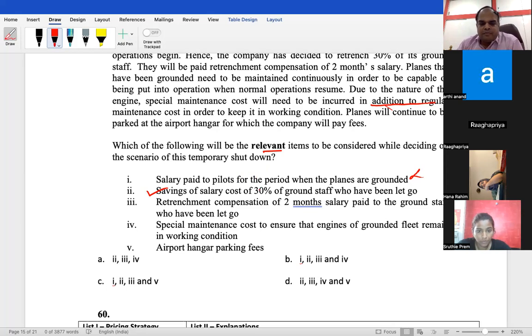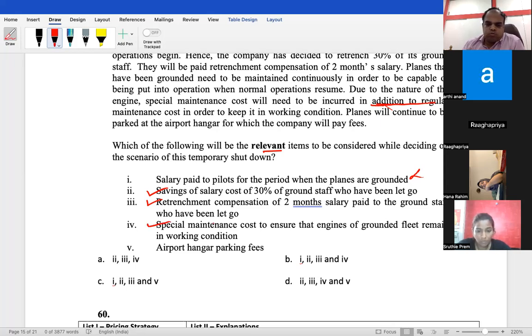Next. Retrenchment compensation of 2 months' salary paid to the ground staff who have been let go. So one is saving, another is cost because of temporary shutdown. Therefore, it becomes a relevant cost. If the shutdown does not happen, these two costs are not going to be incurred. Right? The retrenchment cost is not going to be incurred. Next. Special maintenance cost to ensure that engines of the grounded fleet remain in working condition. They said it's an additional cost, right? Therefore, relevant cost.